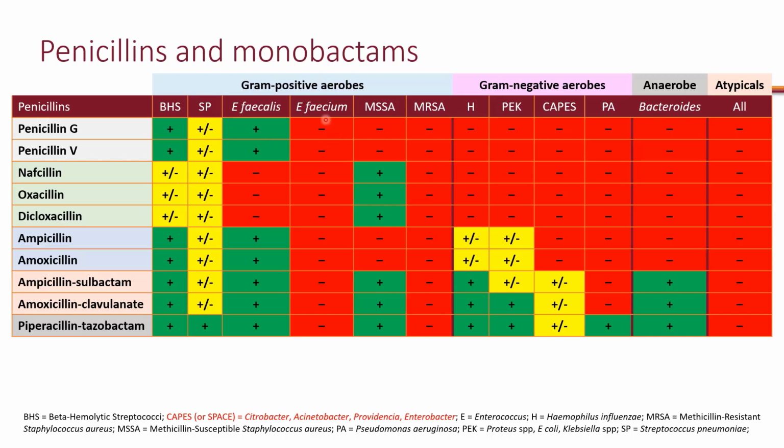Now, they are active against most E. faecalis, but they have no activity against Enterococcus faecium, and they are not active against any Staphylococcus aureus. So MSSA and MRSA are not active. There is a small subset of Staphylococcus aureus called penicillin susceptible Staph aureus that these agents are active against, but those are essentially less than 10% of all Staphylococcus aureus. And the reason is that the majority of Staphylococcus aureus actually produce penicillinases that break down penicillin, so they don't have activity against MSSA or MRSA. And they don't have any activity against gram-negatives, as well as anaerobes or atypical organisms.